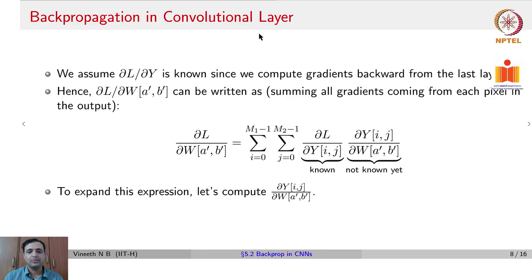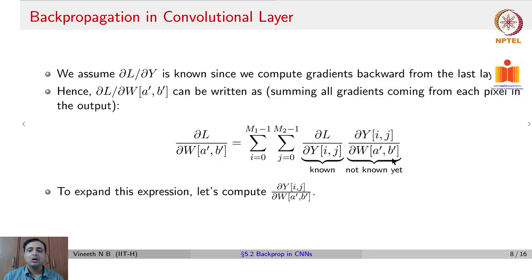Now let's move forward. We now write ∂L/∂W at (a', b') given by a summation over the entire dimension of Y. Remember, Y we said has a dimension of M1 cross M2. So we have to sum over all of these gradients, where you have ∂L/∂Y_ij, which is the gradient of the loss with respect to one particular pixel in that next layer's map, times ∂Y_ij/∂W at (a', b').